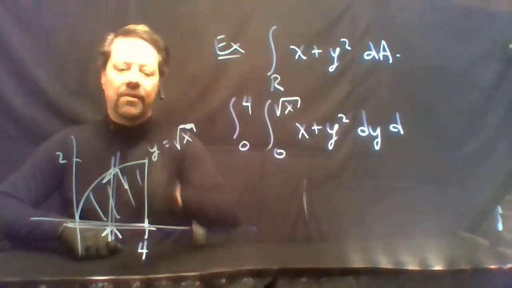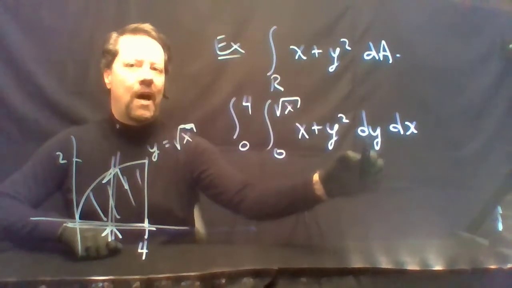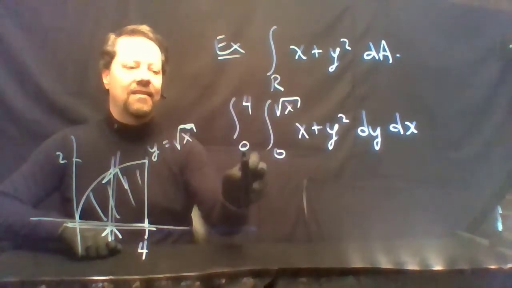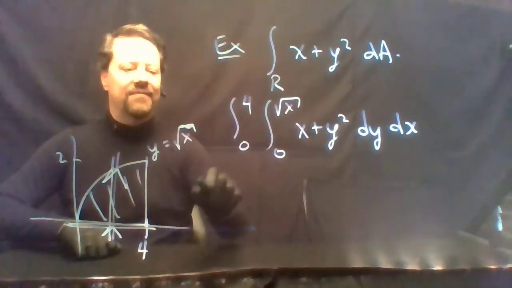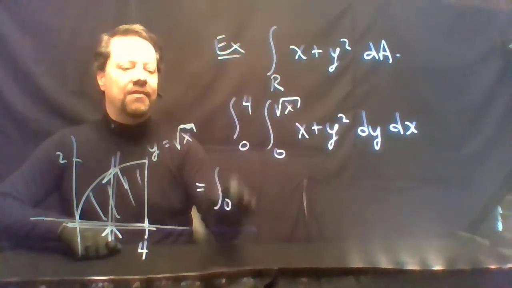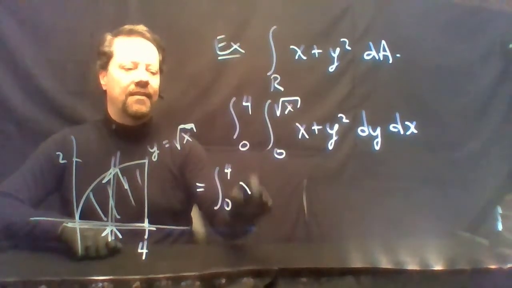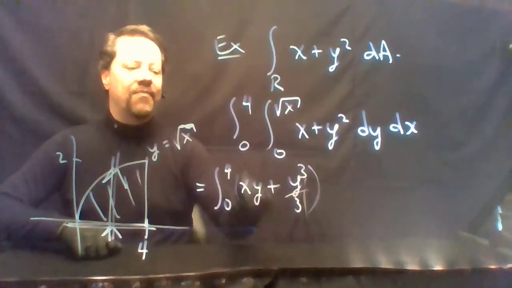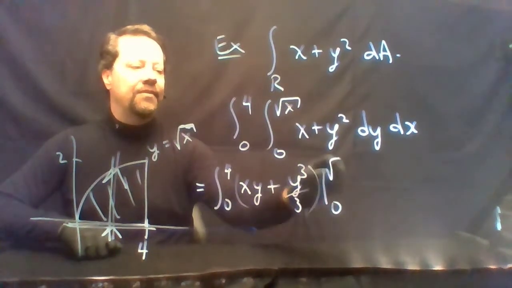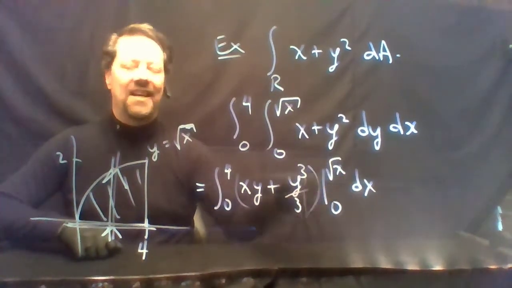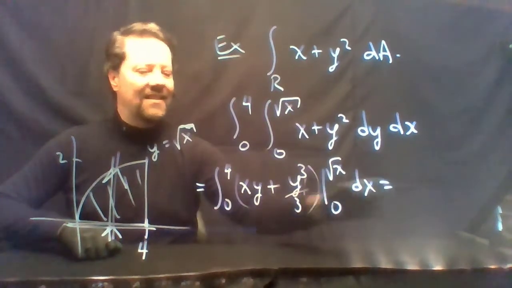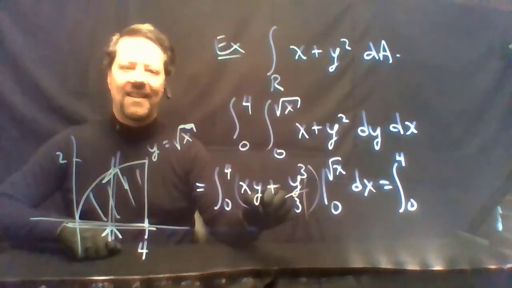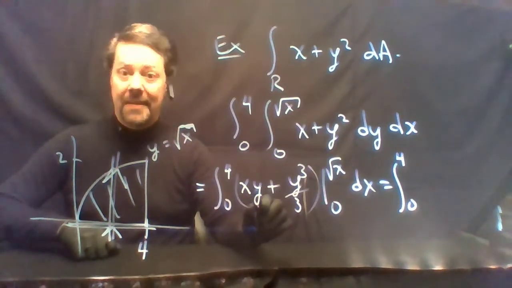Since we're using vertical cross sections, it will be dy and then dx. These were y limits. These were x limits. This gives us the integral from 0 to 4 of xy plus y cubed over 3, evaluated from 0 to the square root of x dx. This gives us the integral from 0 to 4. When we plug the square root of x in, x times the square root of x is x to the 3 halves.